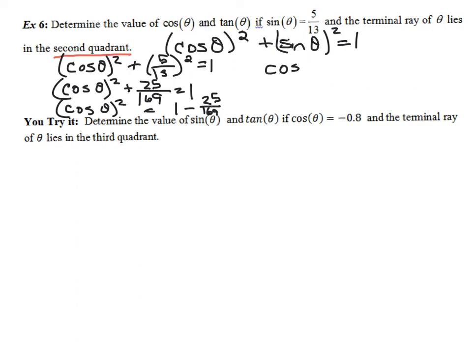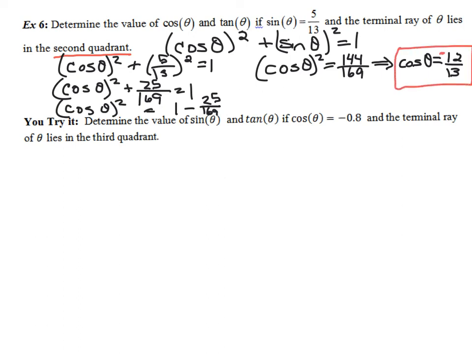Let's do that subtraction. So cosine squared theta would be equal to 144/169. I just found a common denominator and subtracted. So from that, I can tell that the cosine of theta, when I square root both sides, is going to be 12/13. Now, pay attention to your quadrants. Since cosine is the x-coordinate in our unit circle, the x-coordinate in the second quadrant is negative. So I know that I've evaluated for cosine and got negative 12/13.